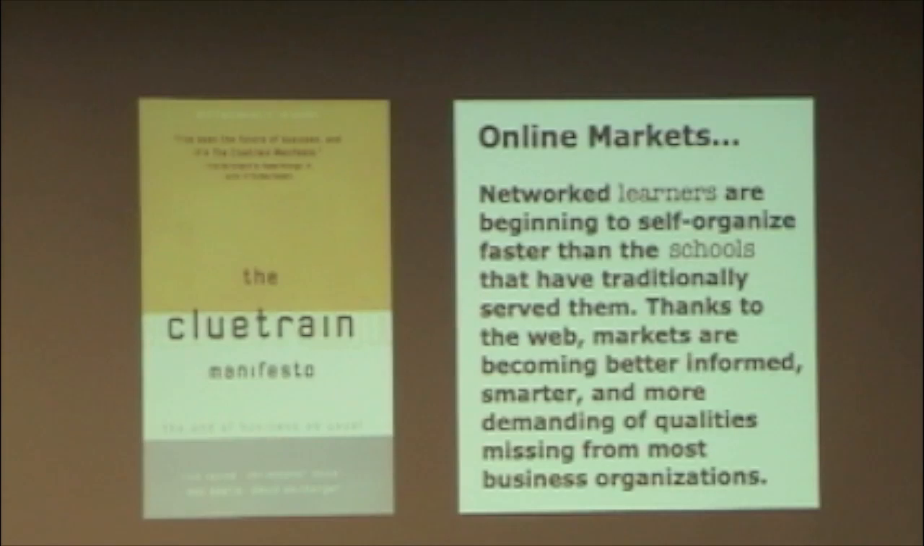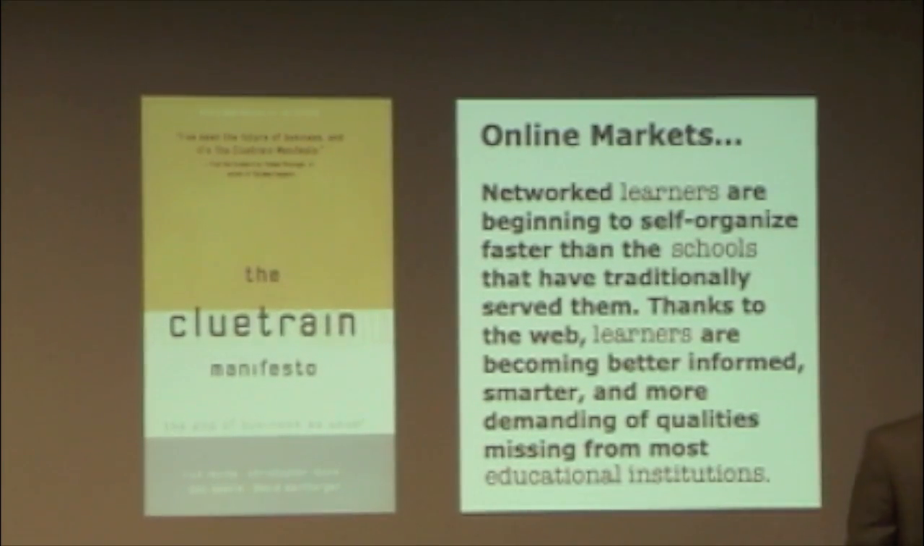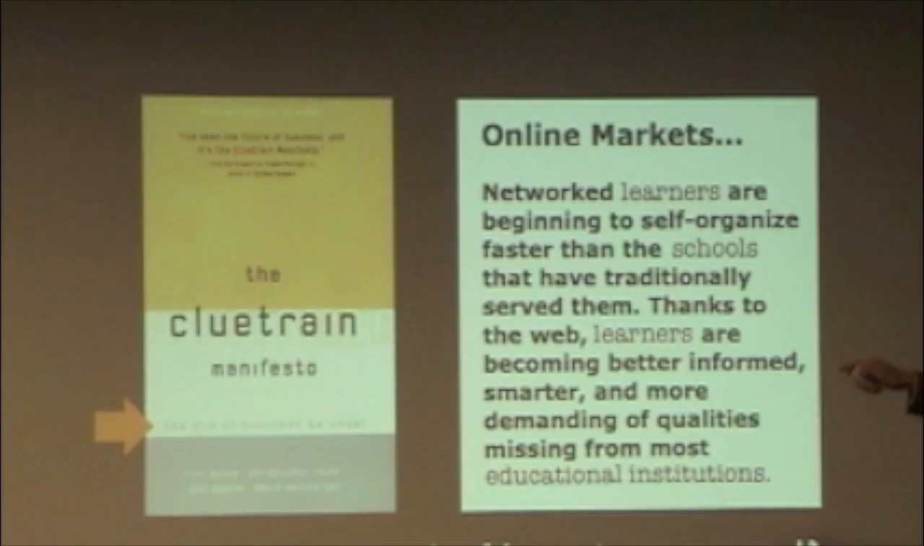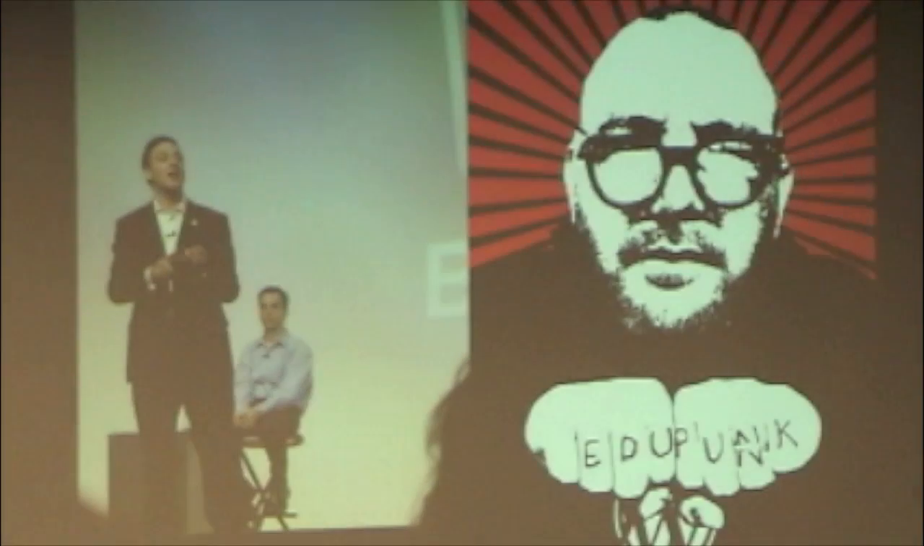Thanks to the web, learners are becoming better informed, smarter, and more demanding of the qualities missing from most educational institutions. Okay, so that's all preamble. Now what we want to know is, in 1999, was it the end of business as usual? If that was the manifesto that declared business can't operate the same way, 10 years later, are we in the same boat? And the real question is, can these two guys get along?